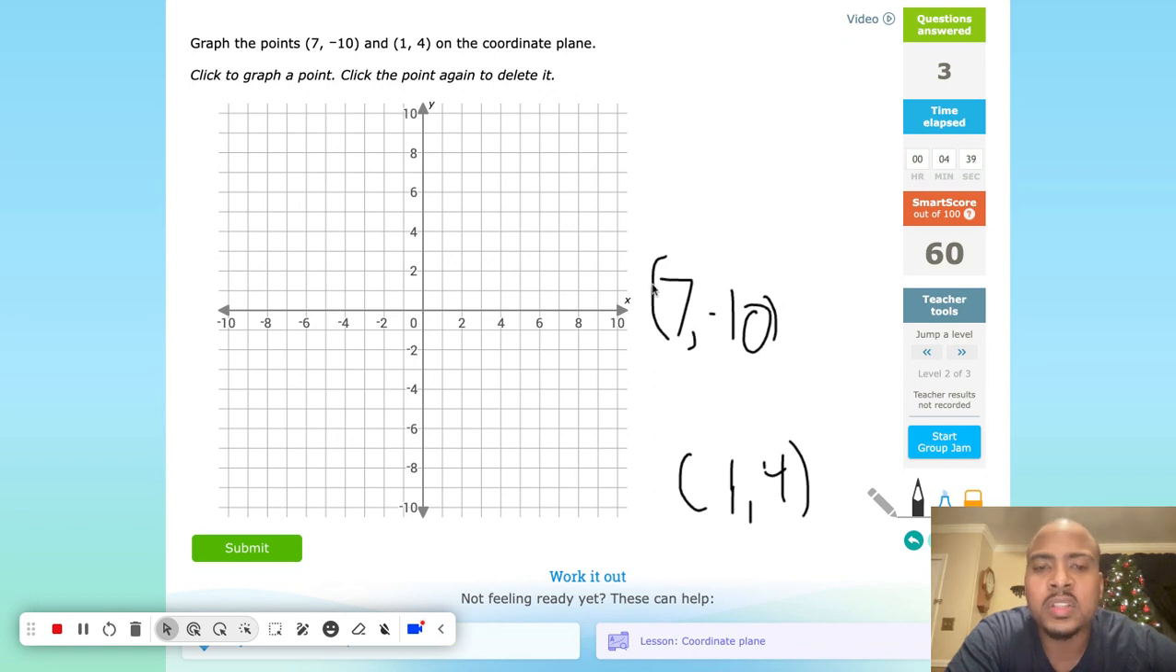All right, so 7 is positive, so that means I'm moving what direction on the X-axis? Over 7 to the right. Then I'm moving down 10. Make sure it's lined up correctly. 7, then 10, then yes. So that one is a check. Now I'm going to move 1 and 4. So this means right and up. So 1 to the right and then 4 up. All right. And that's a check.